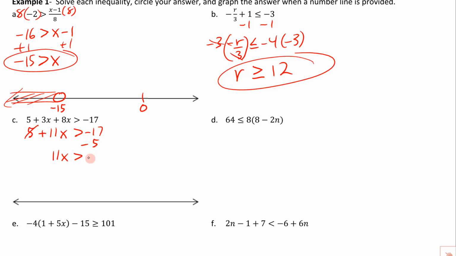Let's see, same sign, find the sum. This is going to be a negative 22. We're going to divide both sides by 11. Remember, we are dividing by a positive 11, so we're not going to change the direction of the inequality. We're going to leave it that direction.